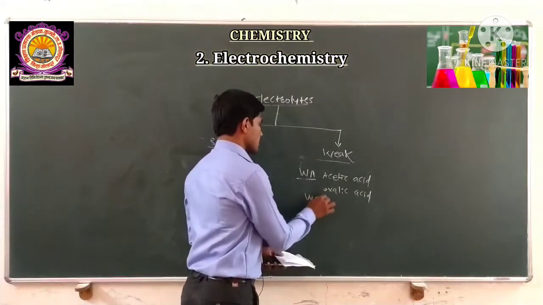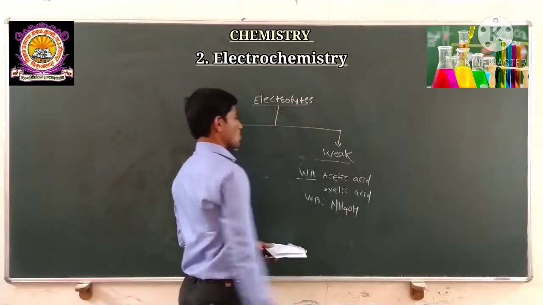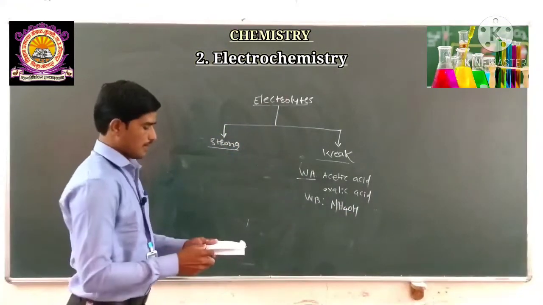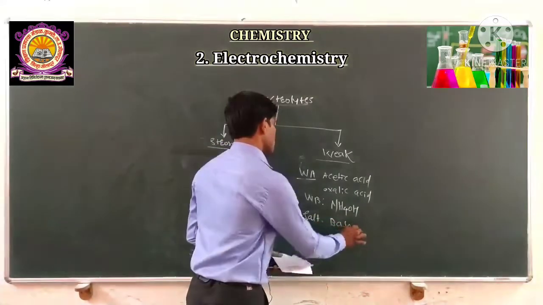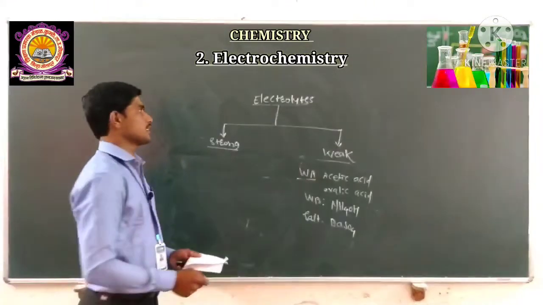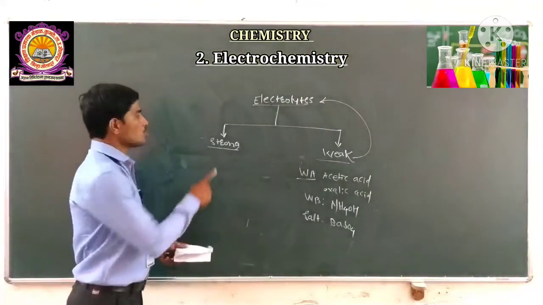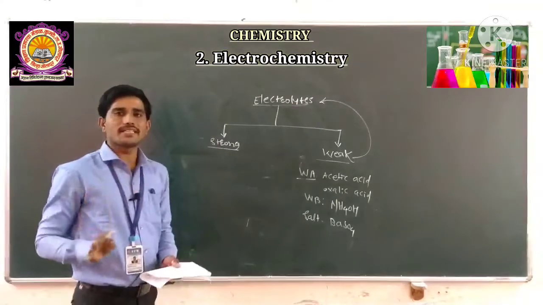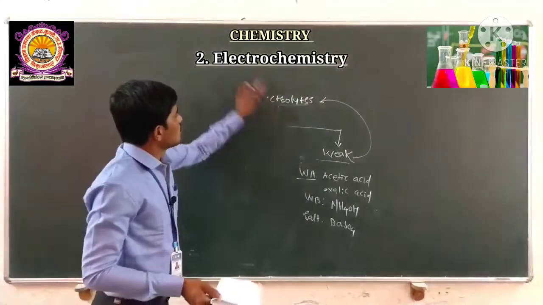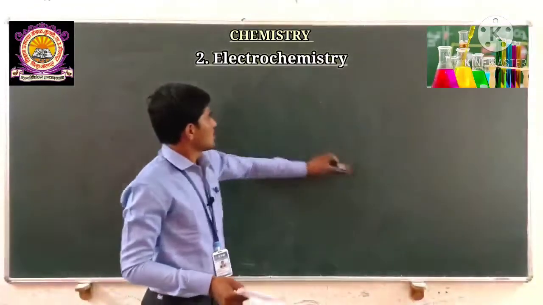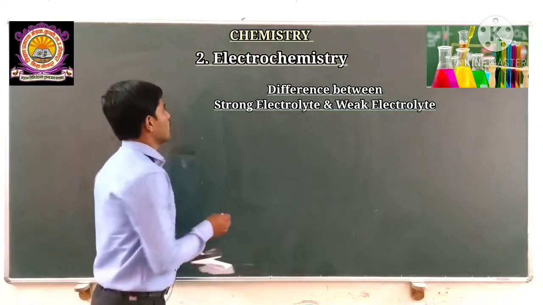Now the weak bases example, and the weak base is nothing but ammonium hydroxide, NH4OH. This is the best example of a weak base. If you see the example of salts, then barium sulfate is one of the best examples of salt. It comes under the category of weak electrolytes. So these are the two different types, their definitions and their examples present in this concept. Now by using this knowledge we are going to distinguish these two types of electrolytes.